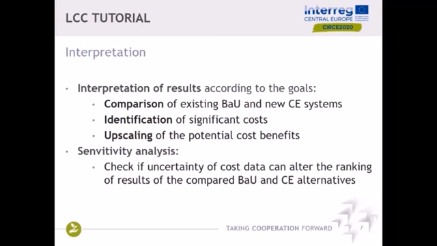In the interpretation phase, results have to be analyzed according to the goals. So, we have to compare existing business as usual and circular economy systems. We have to identify significant costs and upscale the potential cost benefits to regional, national, or European scale. It can be important also to carry out a sensitivity analysis to check if uncertainty of cost data can alter the ranking of results of the compared alternatives.